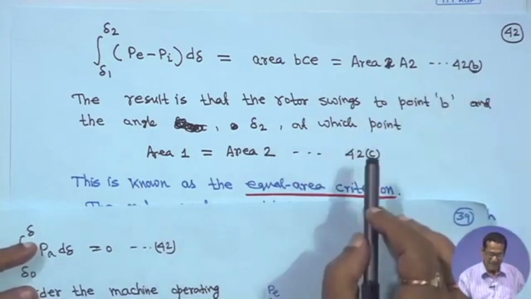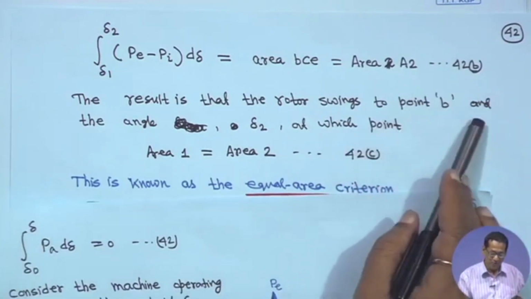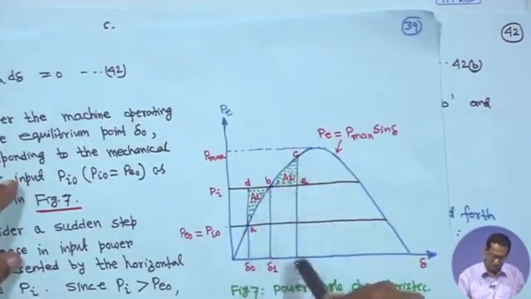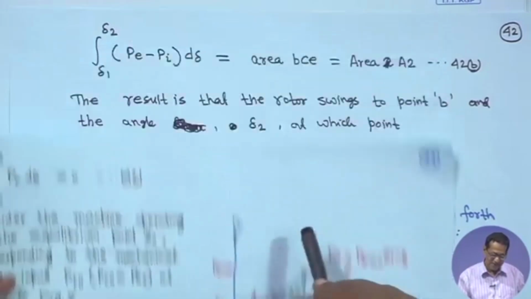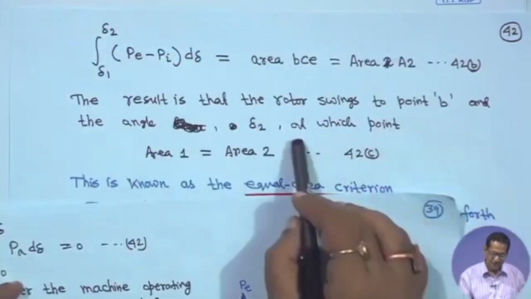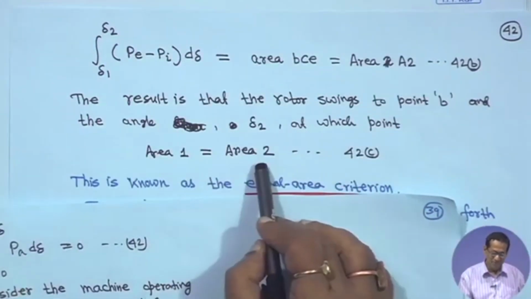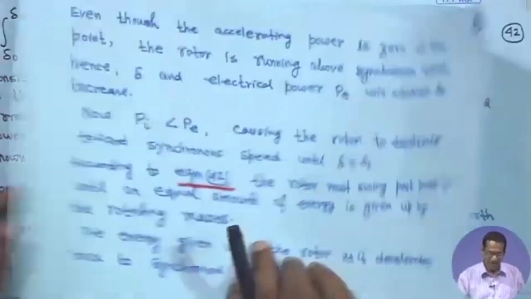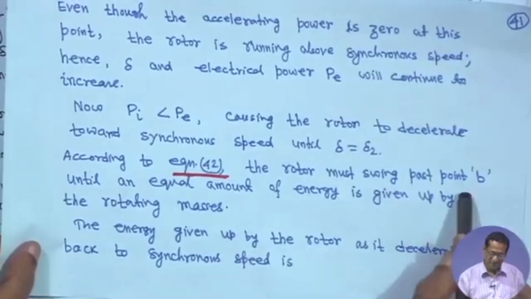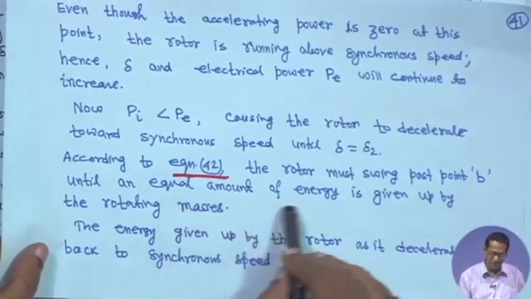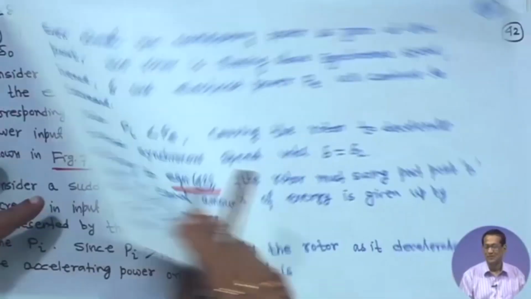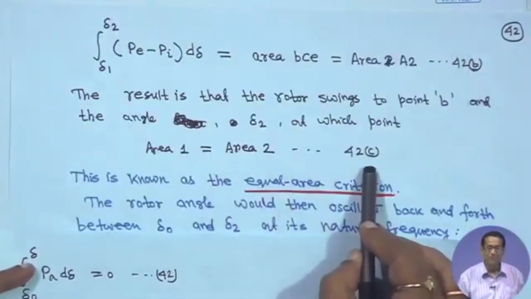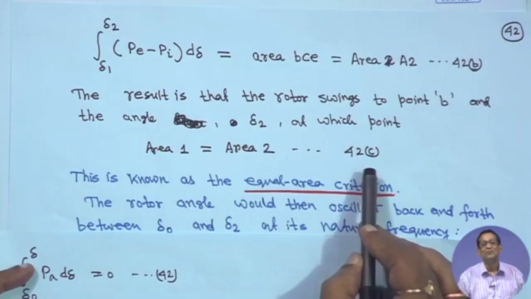Now, the result is that the rotor swings to point B and the angle delta_2, that means the rotor will swing till delta_2, and area 1 must be equal to area 2. This is because the rotor must swing past point B until an equal amount of energy is given up by the rotating masses. So in that case, area 1 is equal to area 2. This equation I am giving as 42c.